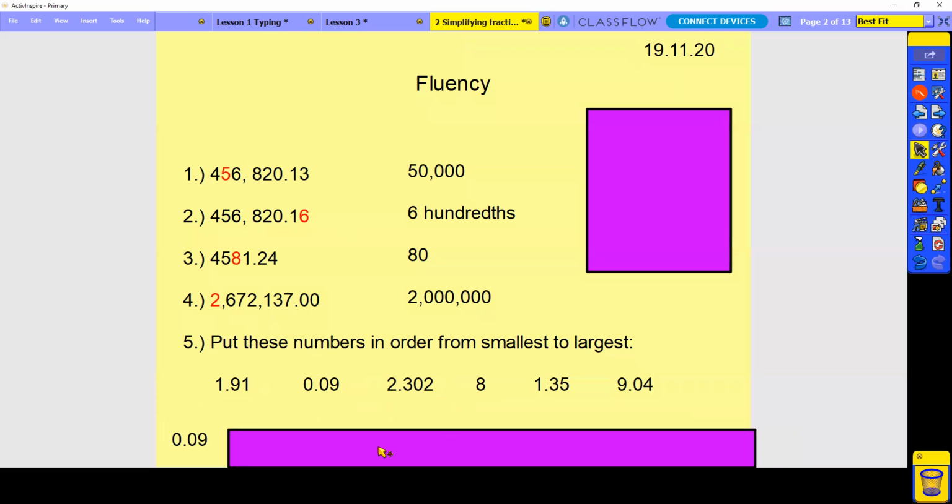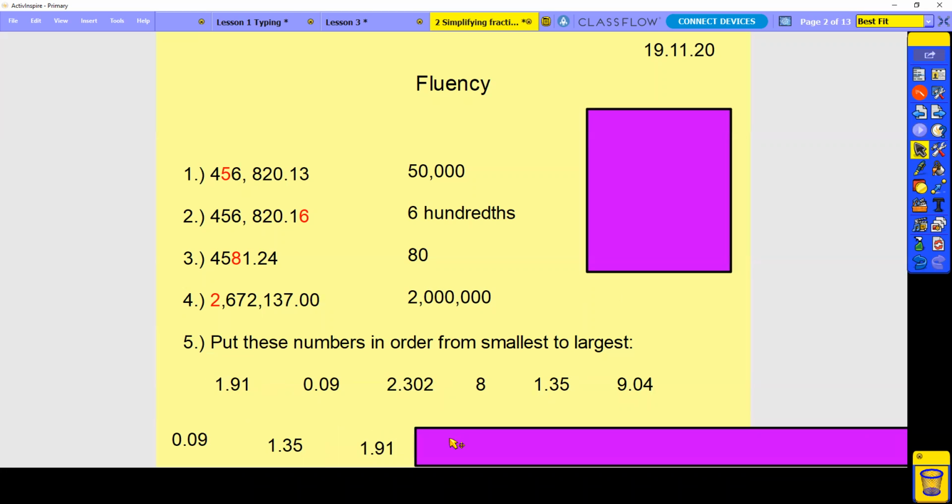After that one, we need to look again, starting with the digits over to the left. We've got this one that starts with a 1 in the ones column, and this one that has a 1 in the ones column. We then need to look onto the next column, so we look into our tenths column. This one has a 9 in it, and this one has a 3. That means that 1.35 is the next smallest. Our third one should be 1.91. Let's just double check. Yeah, 1.91. Now let's look at what we've got left. We've got 2.3028, and then 9.04.